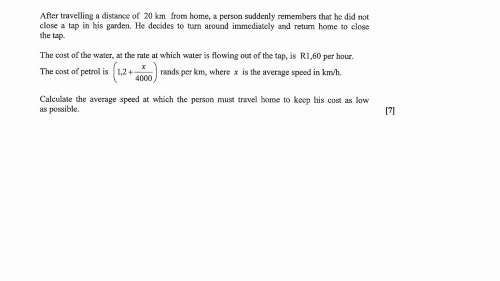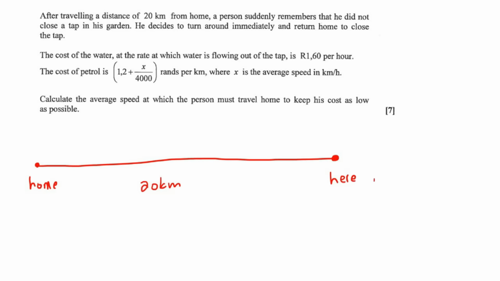After traveling a distance of 20 kilometers from home, okay, so let's look at that. That 20 is actually so important to us. So here's the person's home, and then they travel 20 kilometers. And this is where they are now. After traveling a distance of 20 kilometers from home, a person remembers that he did not close the tap. He decides to turn around, and he's going to now drive back home. Okay, so he's going to drive his car back home to go close the tap.